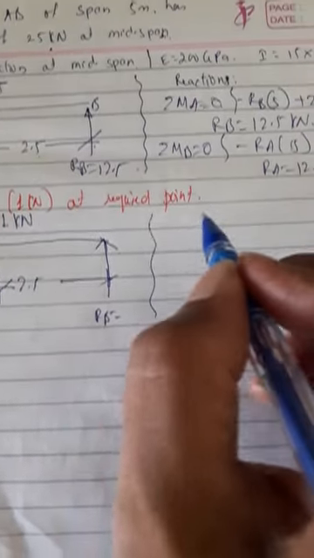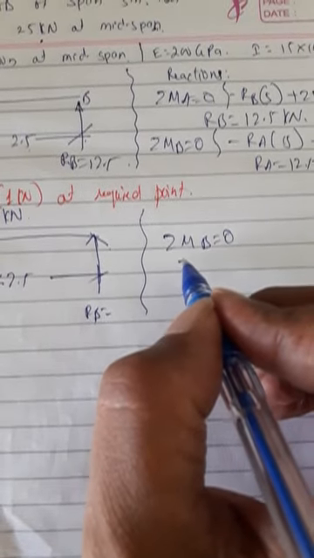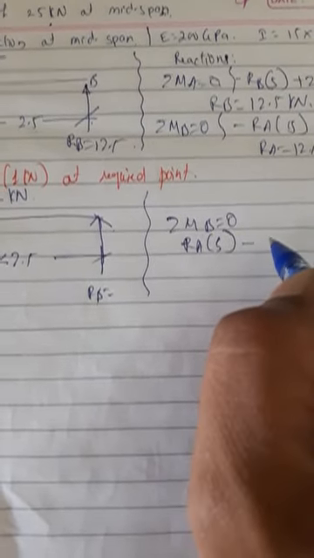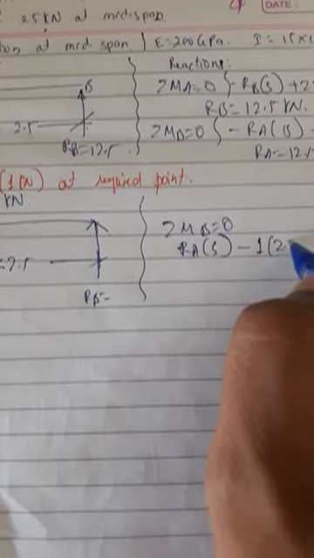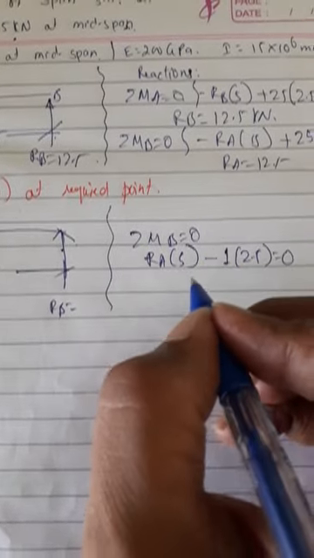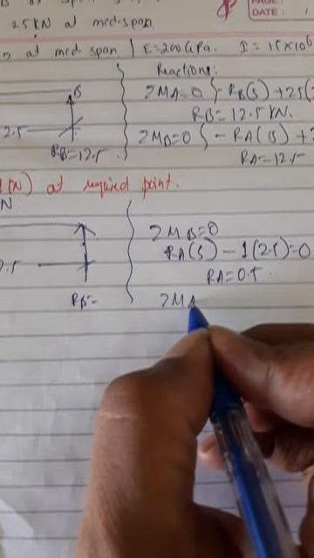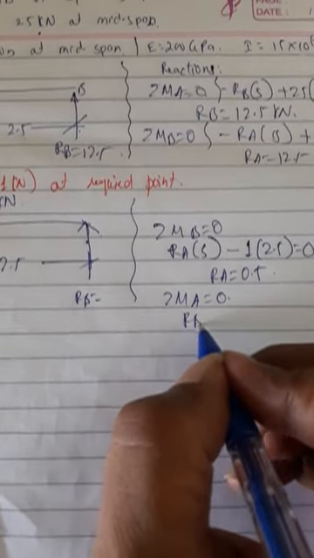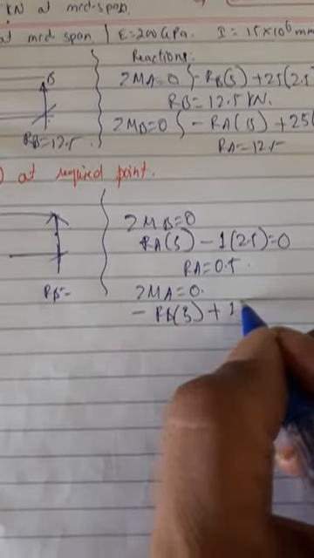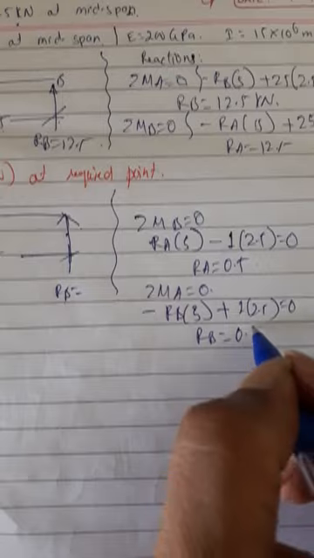To find reactions, summation of moments about B is equal to 0. So RA into 5 minus 1 into 2.5 is equal to 0. So RA is equal to 0.5. Similarly, summation of moments about A is equal to 0: RB into 5 minus 1 into 2.5 is equal to 0, or RB is equal to 0.5.